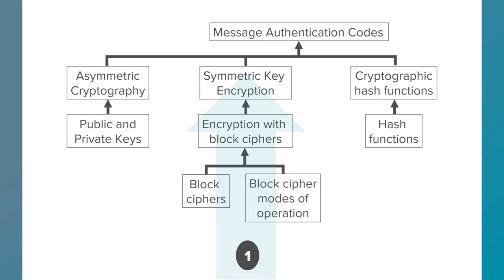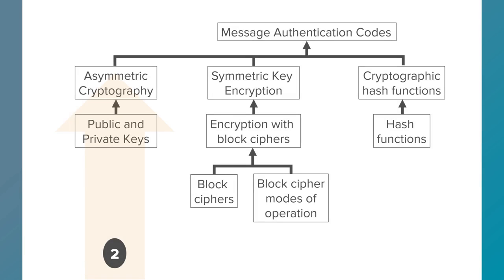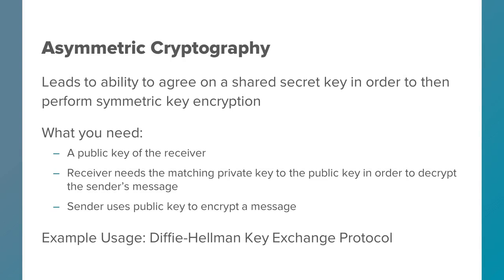So now we just looked at symmetric key encryption. Now we'll move on to introducing asymmetric cryptography and mention public and private keys. Asymmetric cryptography is that concept that leads us to having the ability to agree on a shared secret key. And that shared secret key is then used to perform symmetric key encryption. Now, in asymmetric cryptography, what the sender needs is a public key of the receiver, which is used to encrypt their message to the receiver. The receiver needs the matching private key to that public key in order to decrypt the sender's message. Effectively, during asymmetric key encryption, the message is the agreed-upon symmetric private key that the sender would like the receiver to use in future symmetric key encryption processes.